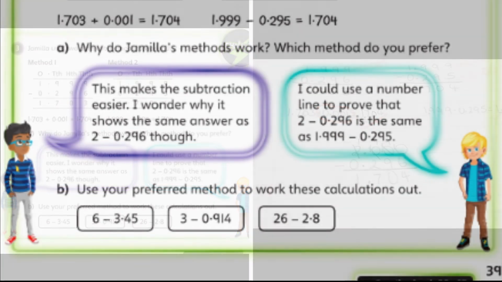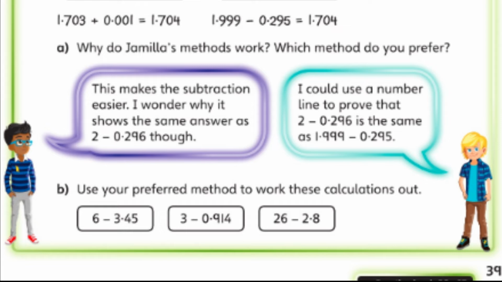Before we move on to the independent work, I would like all of you to try part B of the challenge. It says use your preferred method to work these calculations out. Notice that all of them are a whole number minus a number that has a whole and some parts. So it's up to you how you would like to do it. You can compensate like Jamila did and balance things out, or you can just do some regrouping. Remember though, that whole number, you need to put the decimal place and then put some zeros behind it to make it a little easier to work with. When you're done, you're going to move on to your independent work.